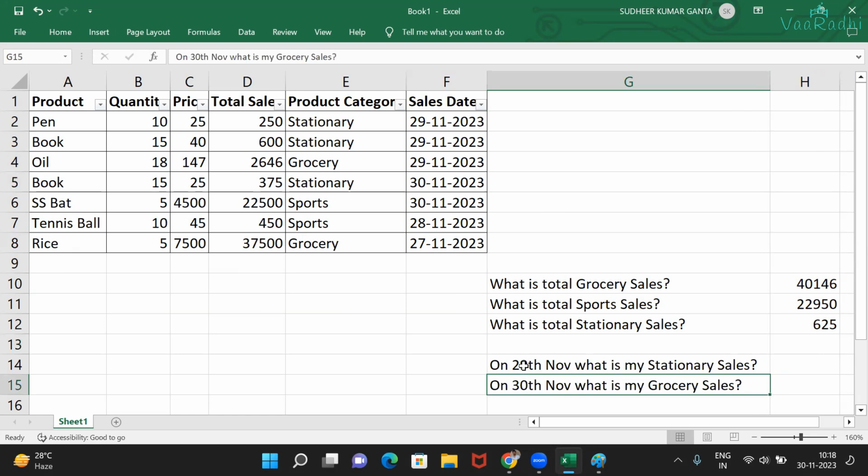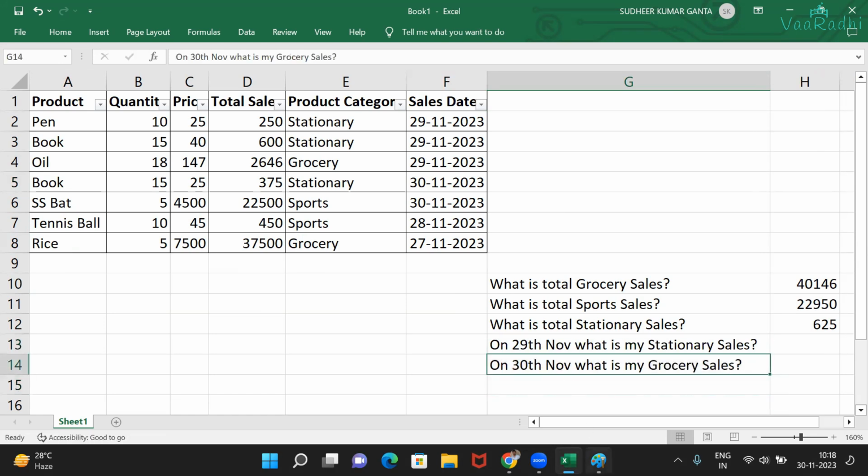First, answer this question. On 29th November, what is my stationery sales? On 30th November, what is my grocery sales? 850 for stationery. On 29th, so simply what we'll do? Filter sales date. How many filters do we need to consider here, guys, based on the question? 2 filters. One is the sales date, another is the product category, which is stationery. Perfect. As per the question, I have involved sale date and product category.